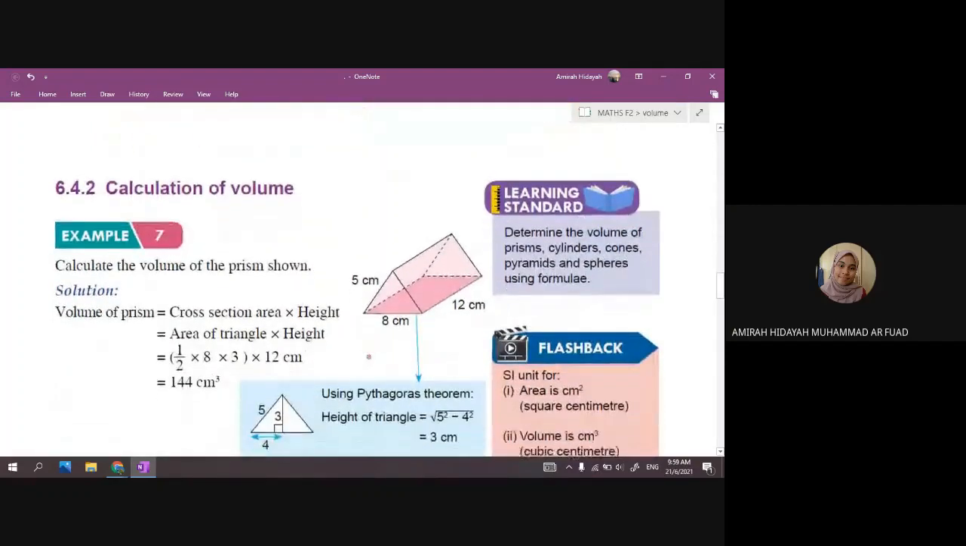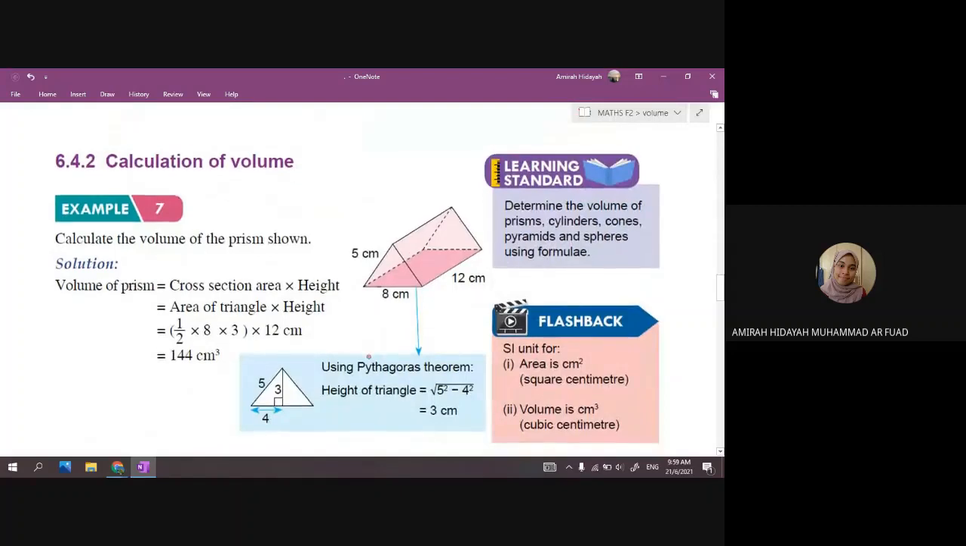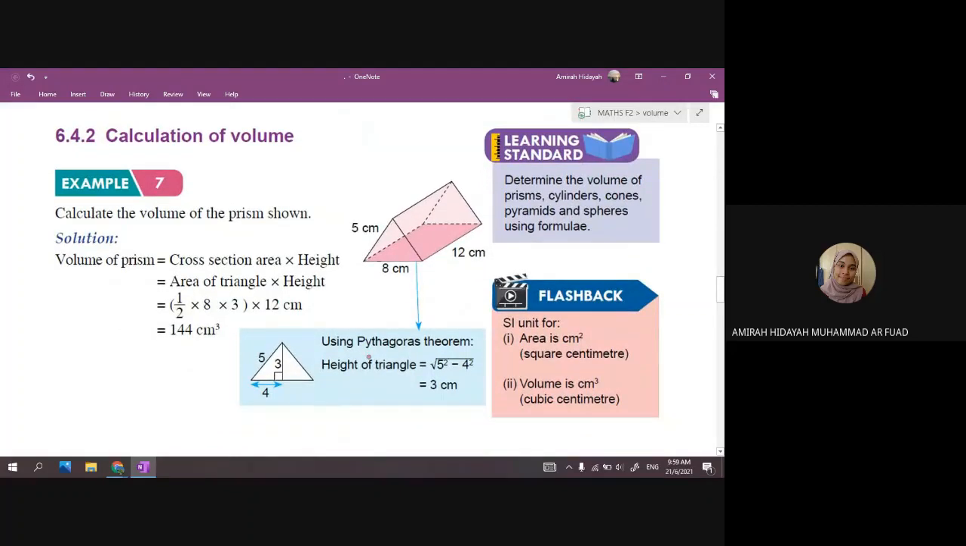Next kita nak tengok calculation of volume. So macam mana kamu nak calculate guna formula untuk cari volume tu lah. So the first one, to calculate the volume of prism. The figure shown here is a triangular prism, right? So kita dah tahu formula untuk cari volume of prism adalah cross section area times height. So cross section untuk triangular prism is actually the area of the triangle.